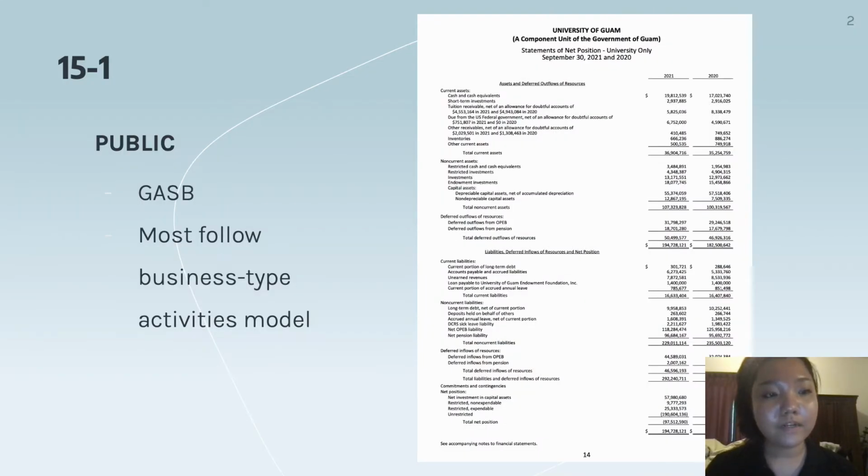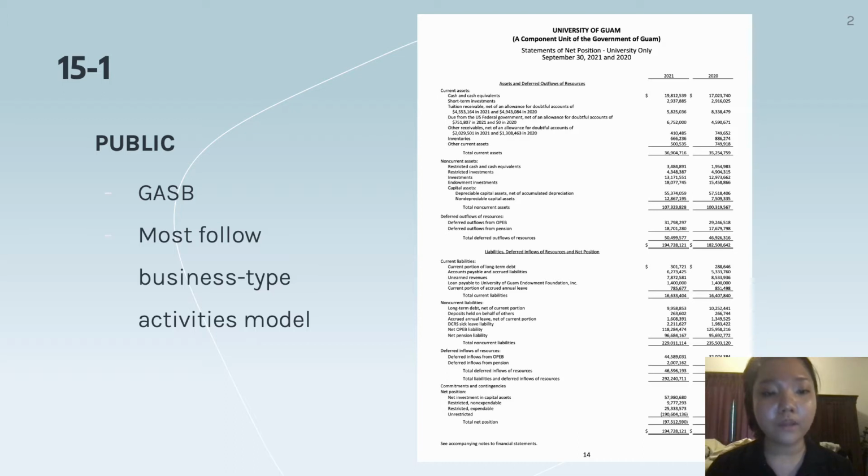And now I'll be presenting 15-1, which is the differences between public and private university financial reporting. First we have the public one. Public universities follow the GASB reporting standards, and most of them also follow a business-type activities model, which is like the proprietary funds that we learned in the prior chapter. The first photo we see is of the statements of net position, and I'm using the University of Guam since that's what we use for our research project.